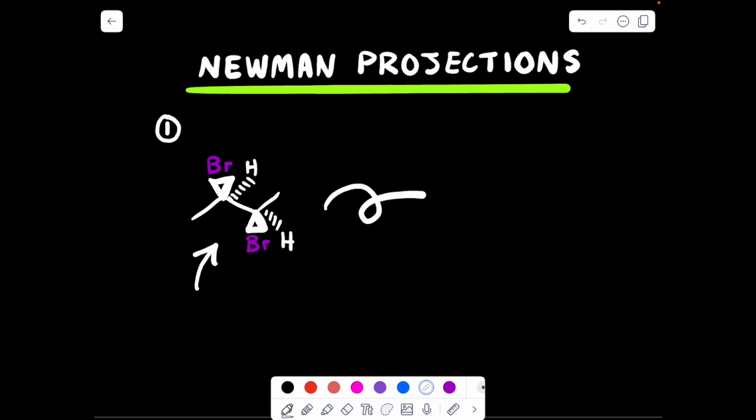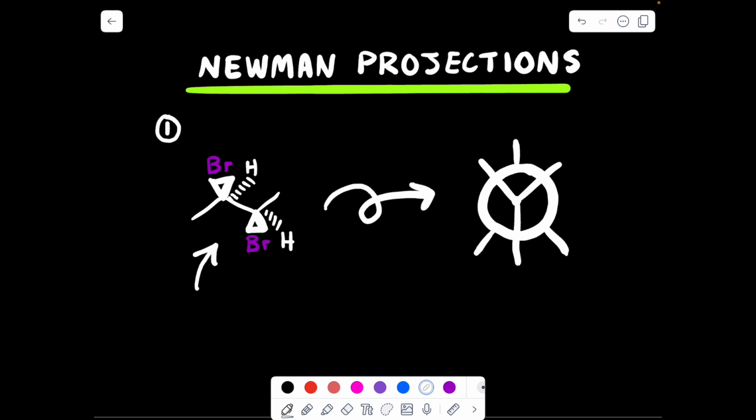You will be asked to convert the fence post projection into a Newman projection. To draw a Newman projection, all you need to do is draw one circle with a dot in the middle, where you draw 3 bonds extending from the central dot, and you draw 3 bonds going away from the back of the circle. We will get into what this means soon.